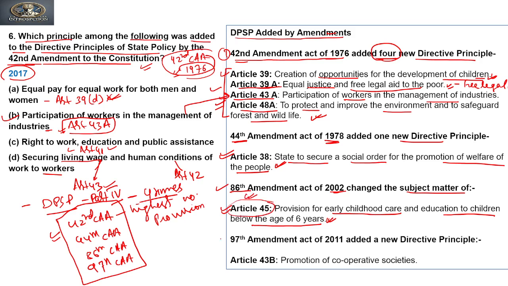And the last amendment act was the 97th Amendment Act of 2011, which added a new directive principle, that is 43B, and it talks about the promotion of cooperative societies. So these are the four amendments through which the changes were made to the directive principles. Clear? Now moving to the next question.